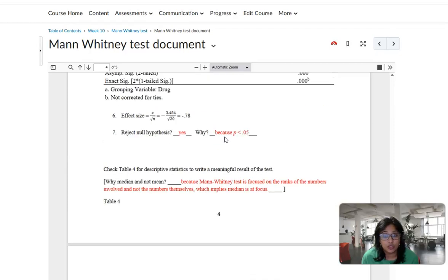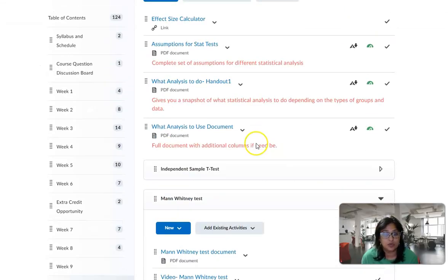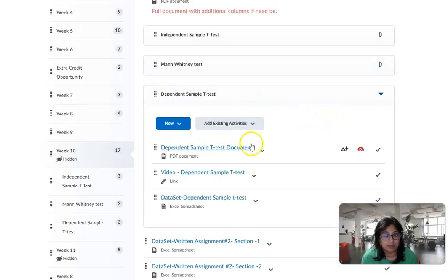What do you look at? You look at the ranks of the numbers. So be careful on all of those small little details. You also have no assignments due the week before, so that you can concentrate on this one and on other assignments and everything else. And here is the dependent sample.